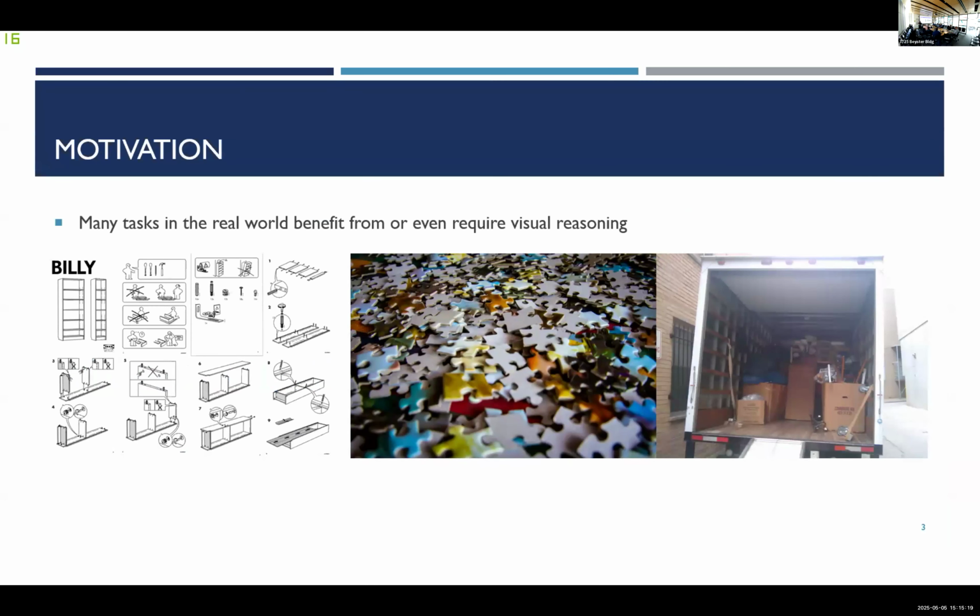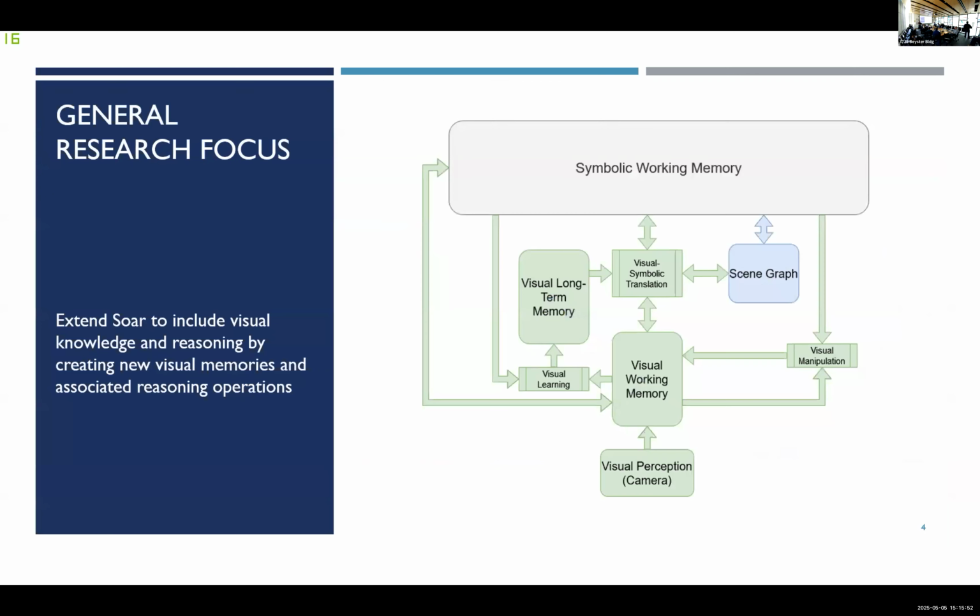So first of all, some very brief motivation. I think it's pretty apparent to all of us why visual reasoning might be useful. There are lots of tasks in the real world that benefit or even strongly require visual reasoning and visual knowledge representations, not just abstractions of symbols. Particular visual knowledge itself is a very useful or necessary tool to solve these problems. So things like putting together IKEA furniture, solving a jigsaw puzzle, even planning how to pack a U-Haul truck, all involve manipulating images in your mind, thinking about how things would look, and doing planning in that way.